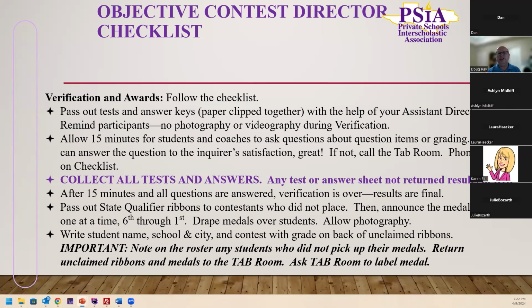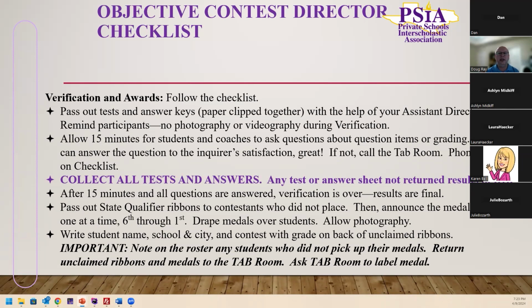If there are questions that you cannot resolve in the tab room about whether or not an answer is correct or incorrect, call the tab room. We'll be happy to help you resolve that. But make sure that if they're contesting something, they have a rationale for contesting it, right? They can't just say, I think my answer was correct, and then force you to go through the process of doing that. They have to be able to explain why they think their answer is correct.